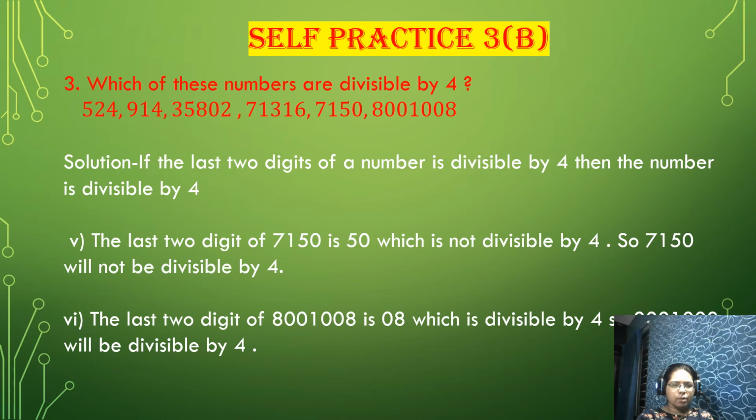Now we'll check whether the number 7150 is divisible by 4 or not. Here, the last two digits of 7150 are 50. We know 50 is not divisible by 4. So this number 7150 will not be divisible by 4.